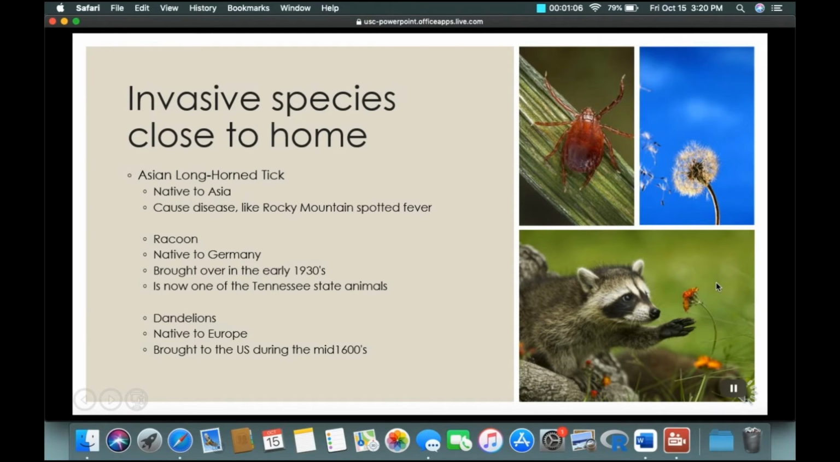Some more invasive species are the longhorned Asian tick, the raccoon, and dandelions. The raccoon is native to Germany. It was brought over in the early 1930s, and they have grown to such a massive population in our state that they have actually become one of the Tennessee state animals. The dandelion is native to Europe, and it was brought over to the U.S. during the mid-1600s. People used to actually grow dandelions on farms because they thought it was medicine. They would dry it out and then put it in teas, and it was said to help the heart and several other things.